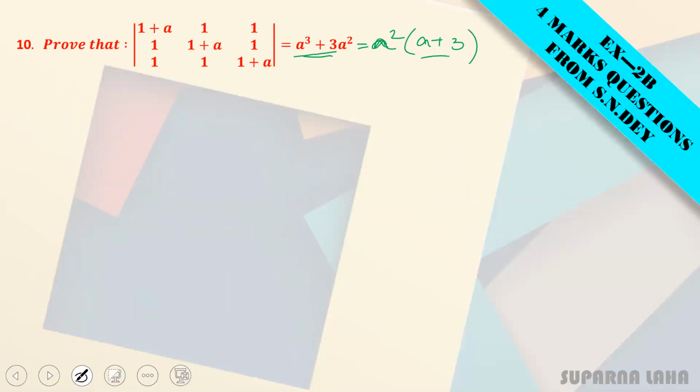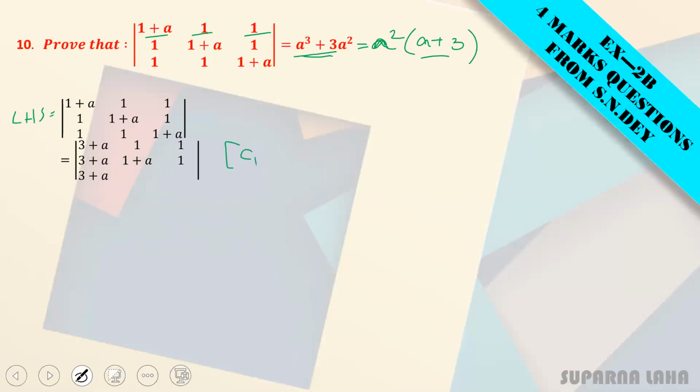If we add this with this and with this, that is column 1 plus 2 plus 3. So 1 plus a plus 1 plus 1, that is 3 plus a. We are getting this factor. So apply this. This is your LHS. So apply the operation, that is column 1 dash is given by C1 plus C2 plus C3.